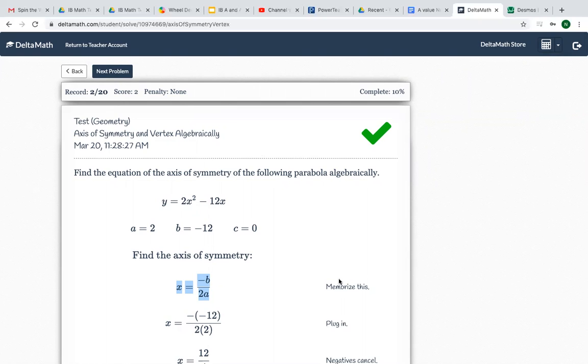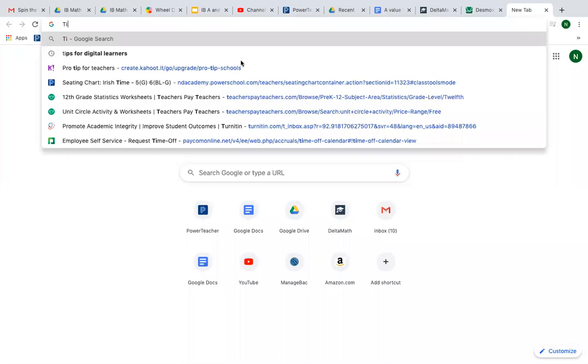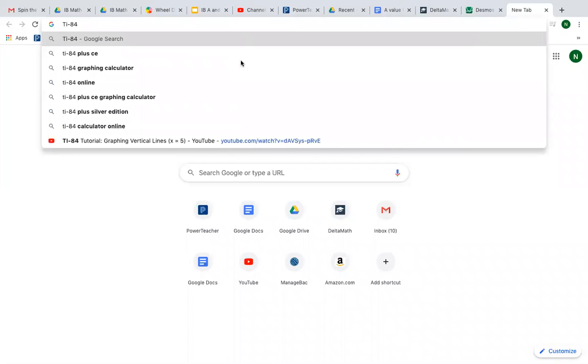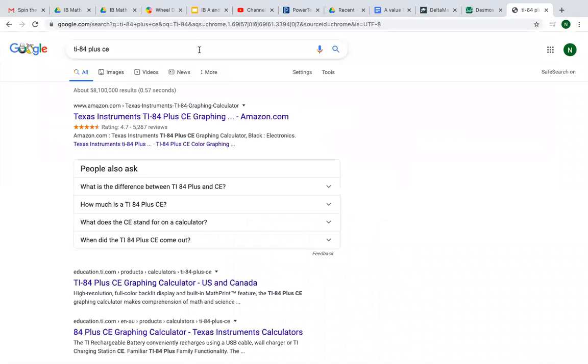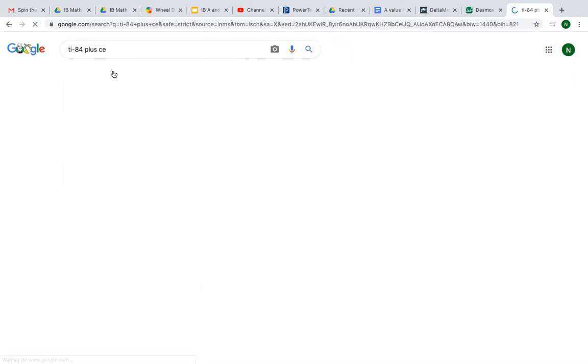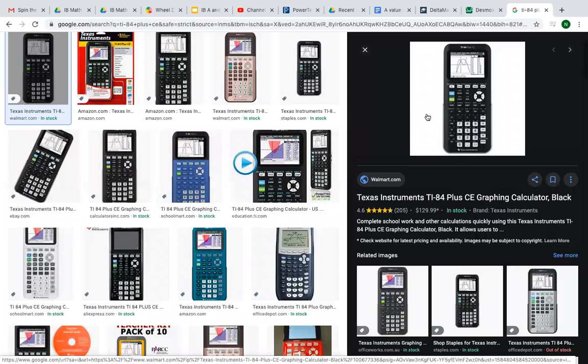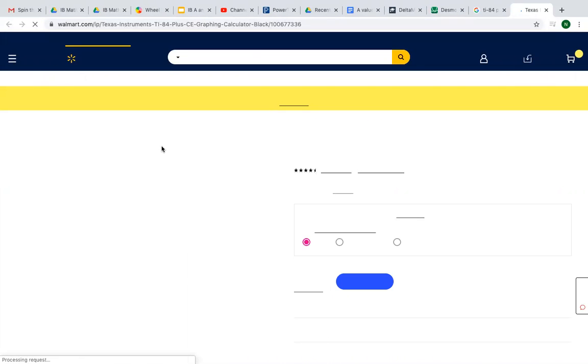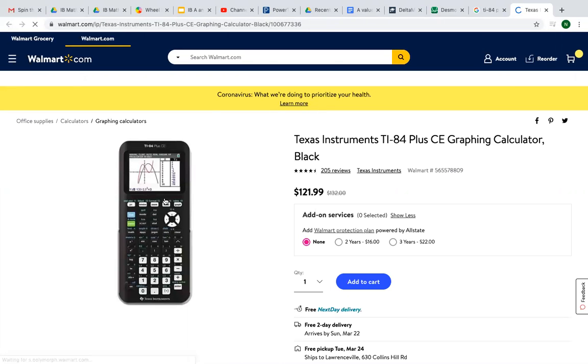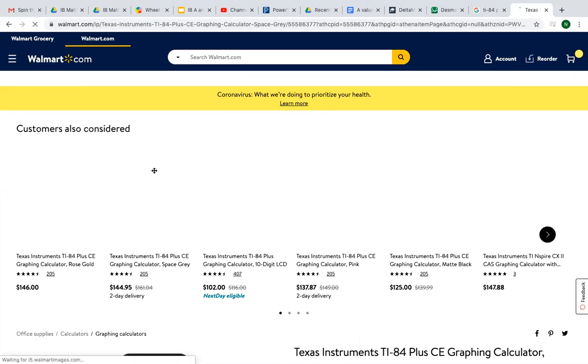But on your calculator, let me find a picture of it. Do you have a TI-84? TI-84 Plus CE. Okay. Yeah, that's the one I have. Oh my gosh, come on. I just want the picture to be bigger.